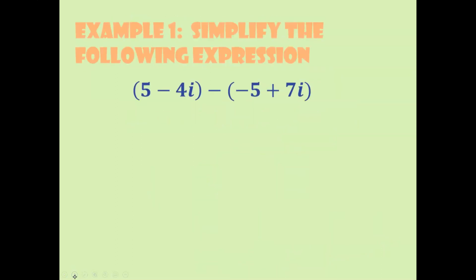All right, so example 1, okay? So first things first is you're going to have to distribute the subtraction symbol first, okay? So I'm going to distribute the subtraction symbol. So you bring down the first set, 5 minus 4i. That negative times that -5 makes that a positive 5. And that negative times positive 7i makes that a -7i.